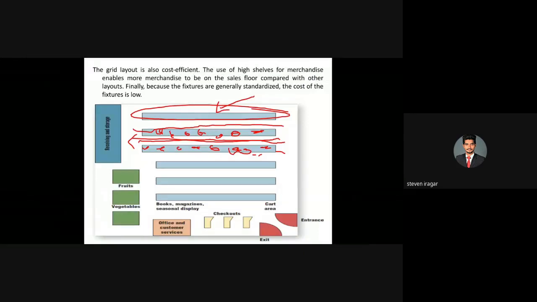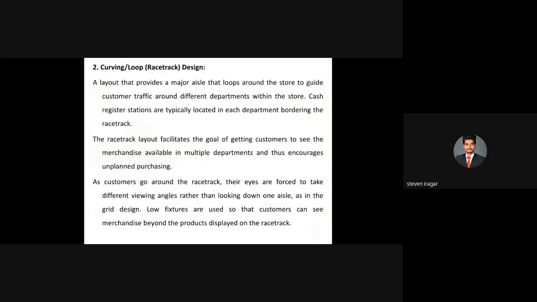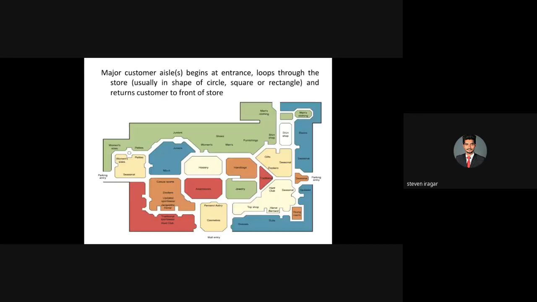So we have next the curving, or we say it as a loop, or also we can say it as a racetrack design. Okay, before going through this, just go through this picture of that particular design. Different shapes you can find here. Different departments you have. See here, each section, each shape of that particular place will be occupied with a certain category of products, and that is called a department.